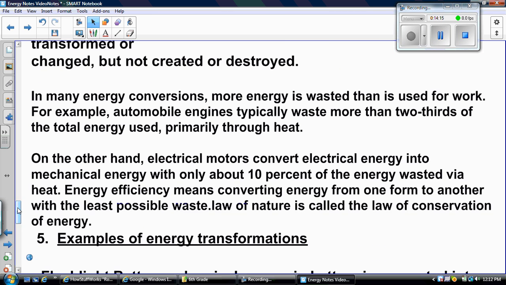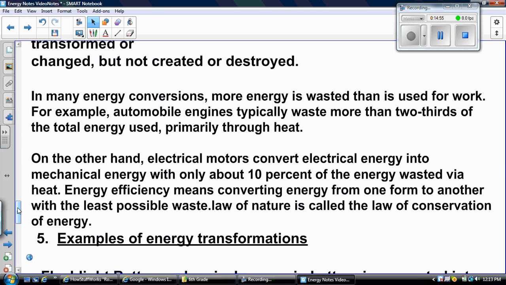Okay, so let's look at this. In many energy conversions or energy transformations, this is where energy is being changed from one form to the next, more energy is wasted than used for work. For example, automobile engines typically waste more than 2/3 of their total energy used, primarily through heat. That's why when a car has been running and you feel the hood of the car, it's hot. That's because some of that gasoline potential energy that got converted into mechanical energy, kinetic energy, some of it also got transferred as heat.